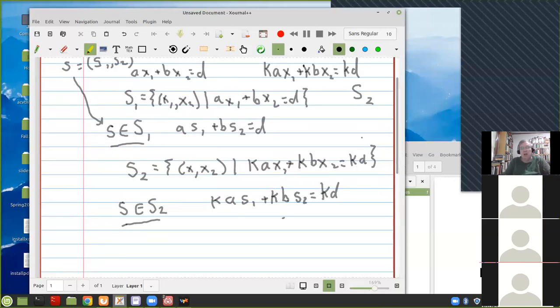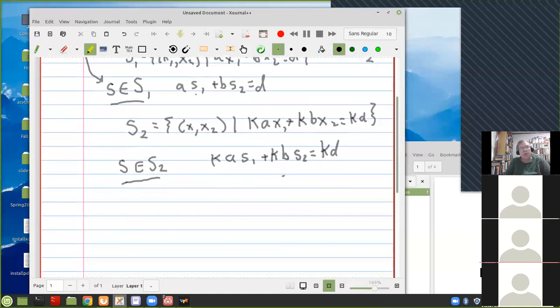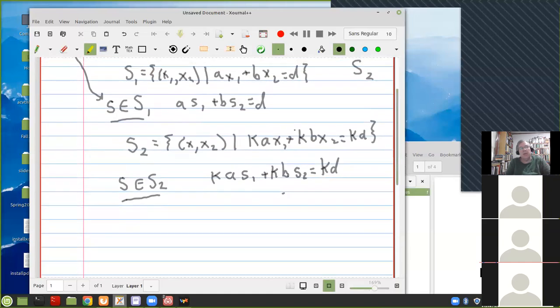Now the issue here is how do I know this set is the same as this set? Well, one way is that there's something in the material that says S1 equals S2, being the same solution set, is the same as saying every element of S1 is an element of S2, and every element of S2 is an element of S1.